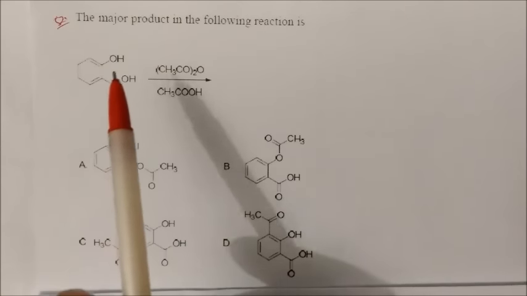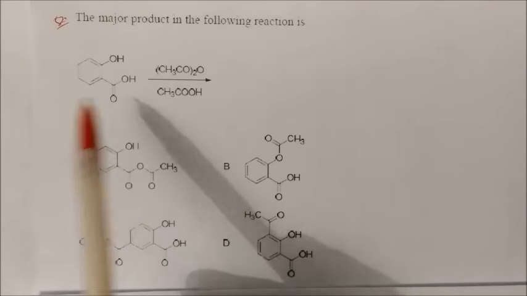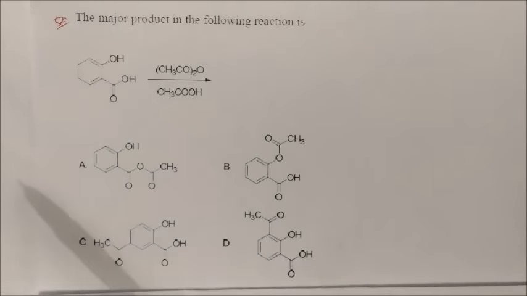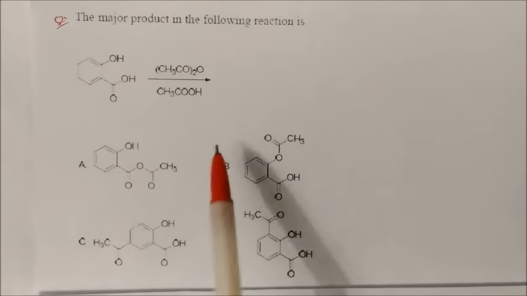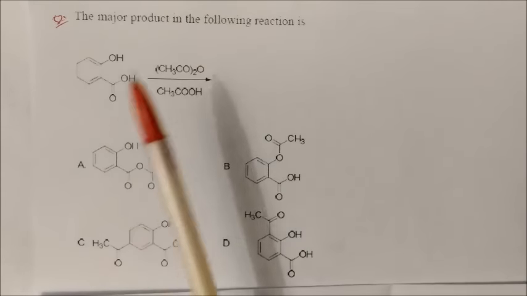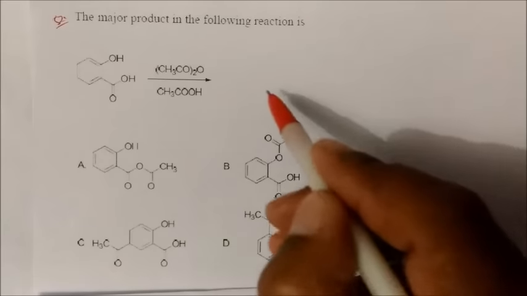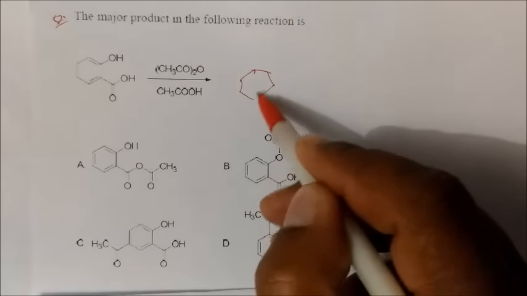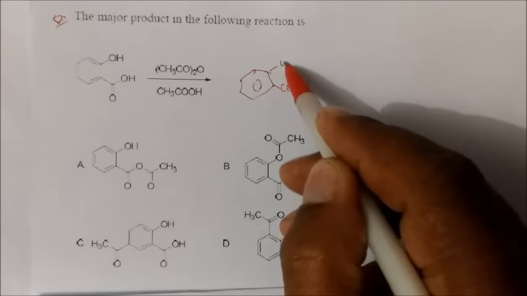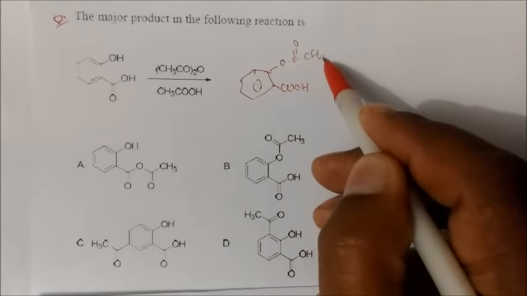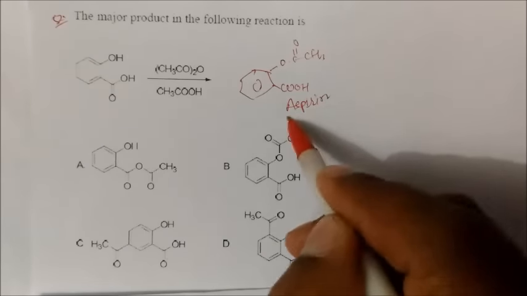Next question: the major product in the following reaction is. We can see this is the OH and carboxylic acid in the presence of acetic anhydride, with acetic acid as the solvent. So what will happen? The OH will react with the acetic anhydride and convert into this compound: COOH, and this will be OCOCH3. This is a very famous compound, called aspirin.